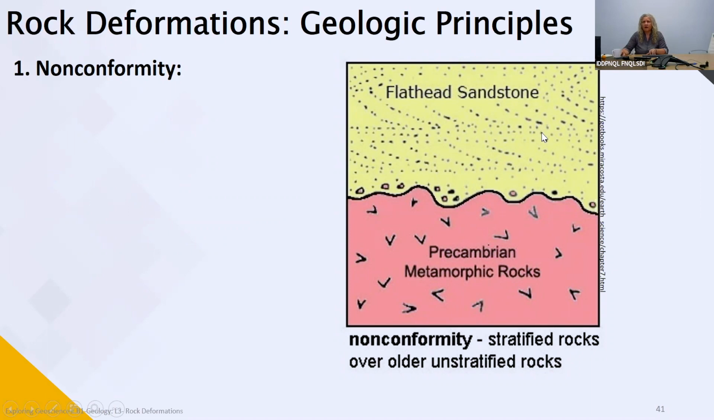And on the top, we have a sandstone that deposited itself. So we can see that the contact between the two is not direct, and it's called a nonconformity. So we have the older rocks at the bottom and the younger rocks at the top.